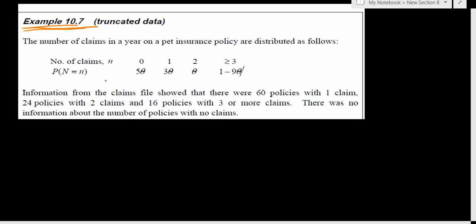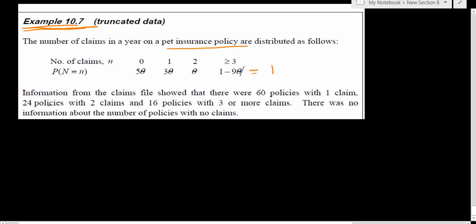Okay, now let's just solve an example on truncated data. We already did one on censored data. Let's do one on truncated data, and this is example 10.7 from your textbook reading. So this says that the number of claims in a year on a pet insurance policy are distributed with the following distribution. The probability of getting zero claims on a policy is 5 theta. That of getting one on a policy is 3 theta. That of getting two on a policy is theta, and three or more is 1 minus 9 theta. Okay, so these add up to 1.